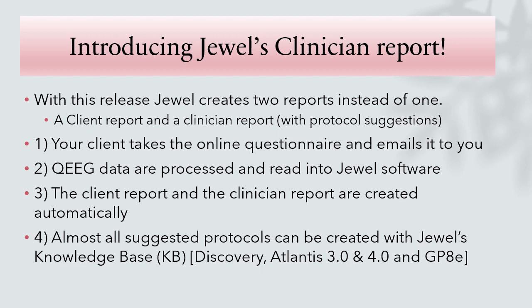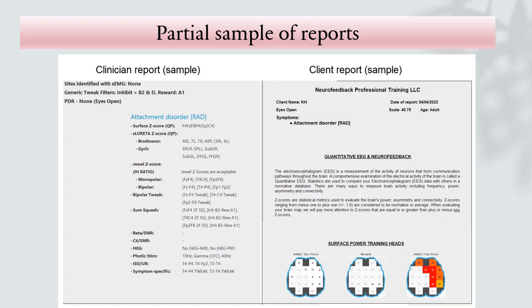For example, if your client takes the online questionnaire and emails it to you, you combine that with QEG data that is already processed. The client report and the clinician report are created automatically. Almost all of the suggested protocols in Jewel's clinician report can be created via the knowledge base for Discovery, Atlantis, 3.0, 4.0, and GP8E. This slide shows a partial sample of both reports.